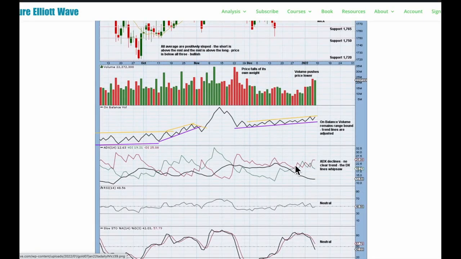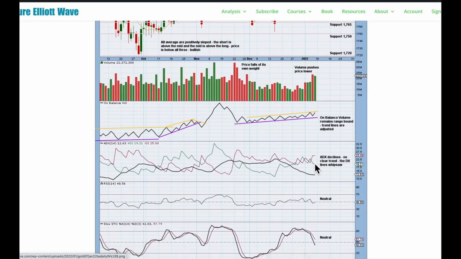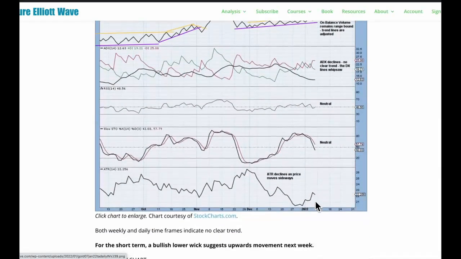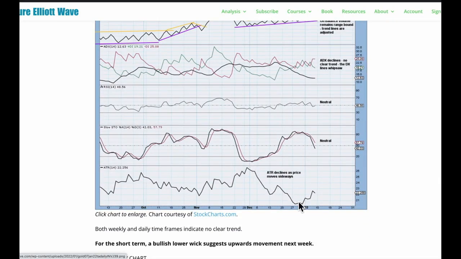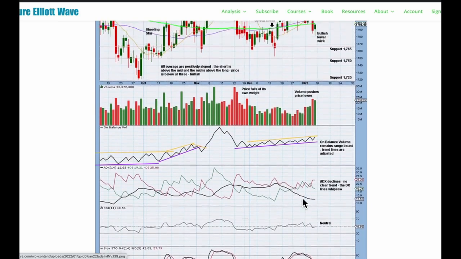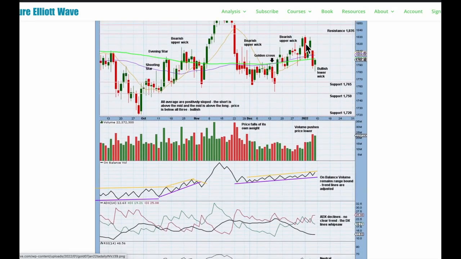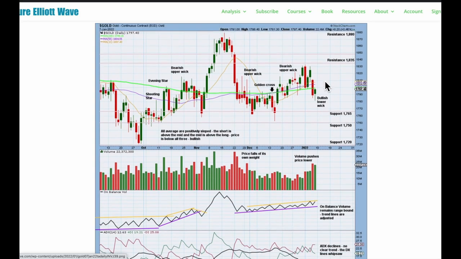ADX declining, and at the daily chart also the DX lines whipsawing, RSI and stochastics both neutral, ATR declining as price moves sideways. This little increase here coming as price starts to move a little bit lower, a little bit of strength to the downside there. Maybe after a tiny bounce early next week, we may see a little bit of a push back to support within this larger consolidation.